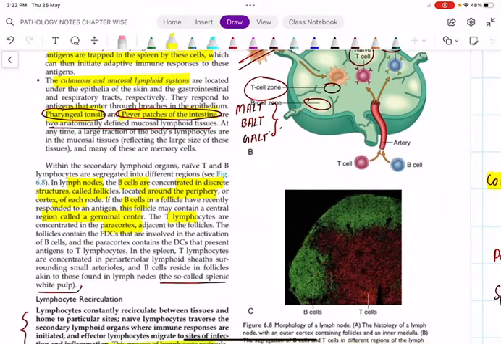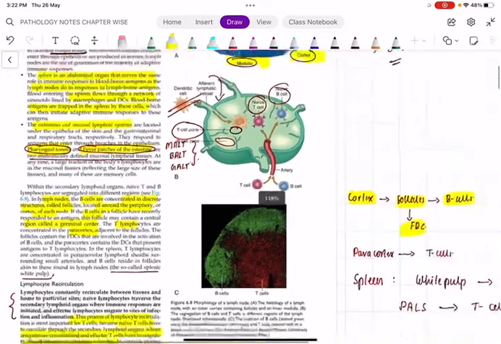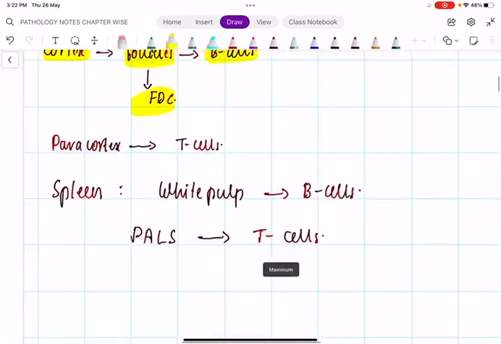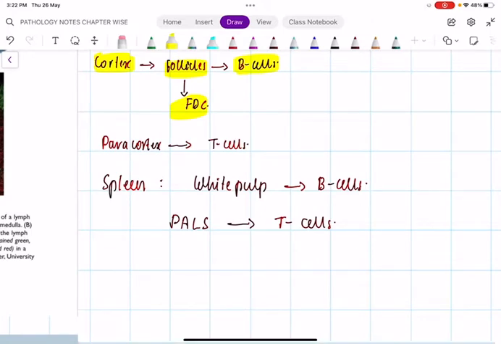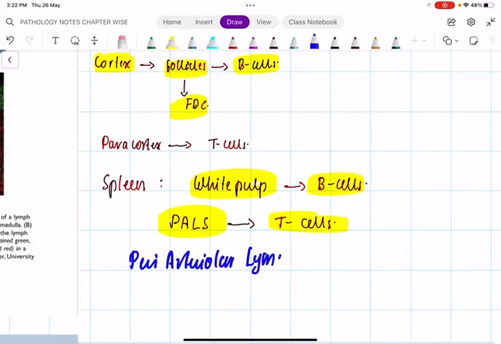I have told you that in lymph nodes the B cells are present in the follicles, and in the paracortex we have the T lymphocytes. As far as the spleen is concerned, we have white pulp and red pulp. Red pulp mainly has the splenic sinusoids, whereas the white pulp has the B lymphocytes. Remember, B cells are mainly found in white pulp, whereas T cells are found in the PALS. PALS stands for periarteriolar lymphatic sheath.